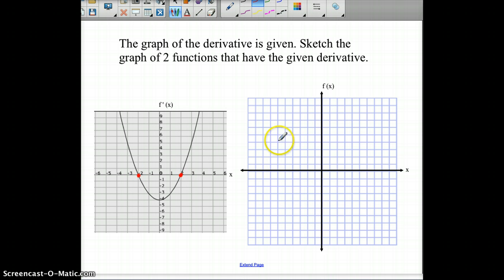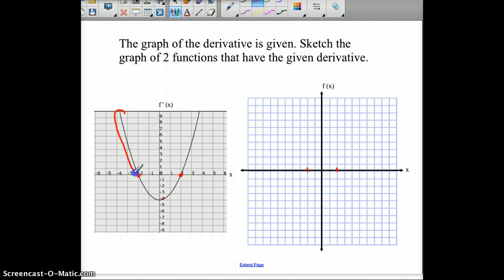What's going on in the original function if the derivative equals 0? It means the original function had a max or a min. So at -2, we're going to have a max or a min, and at 2, we're going to have a max or a min. Let's analyze this a little bit more.